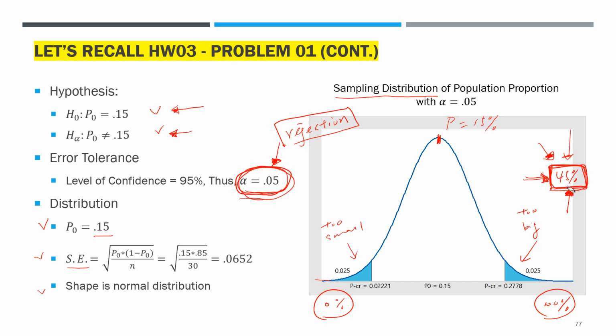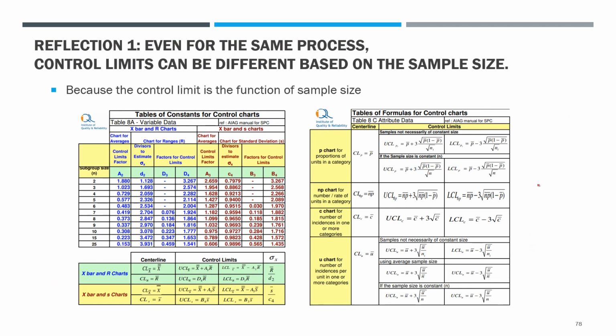So even though the 45% is totally possible, even if it is something possible, we'd still like to reject the null hypothesis. That is the story behind alpha and the rejection of the null hypothesis. So with that in mind, let's move on to the first reflection.